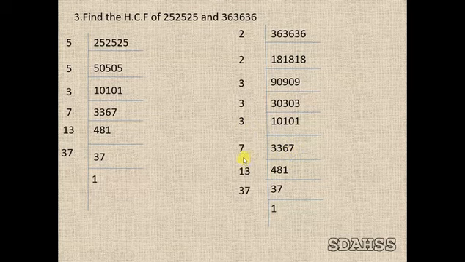Again it is divisible by 7 table, 481. Then it is divisible by 13 table, 37. Divided by 37, then 1 time.